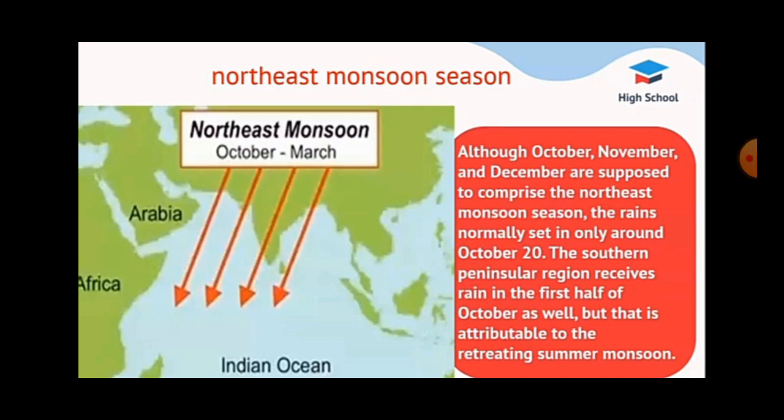Large scale losses to life and property occur due to heavy rainfall. The daytime temperatures start falling sharply all over the country in this northeast monsoon season.